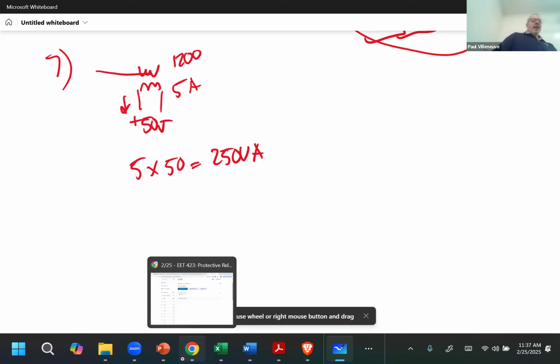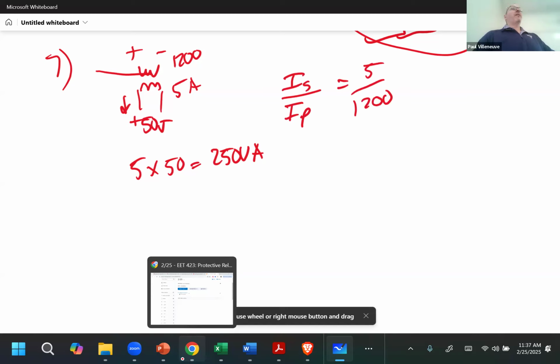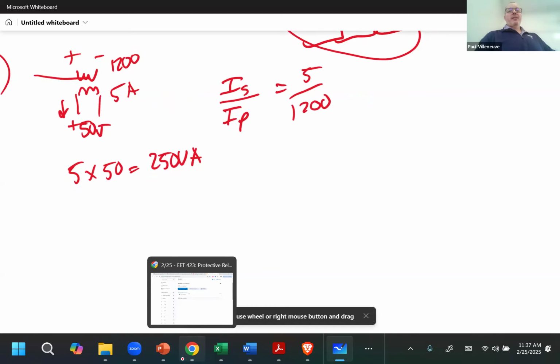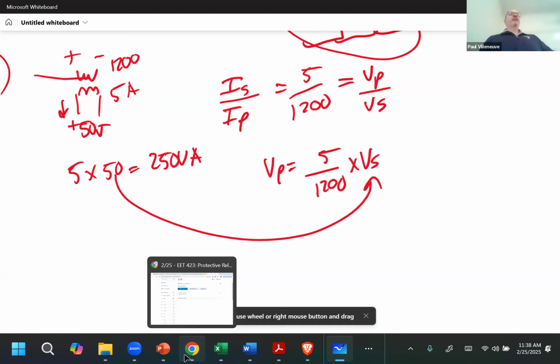The other thing is, how do I get the voltage drop over here? Well, remember the turns ratio, I secondary to I primary is equal to 5 over 1200, right? That is equal to V primary over V secondary, correct? So V primary is equal to 5 over 1200 times V secondary. It's just a simple turns ratio problem.